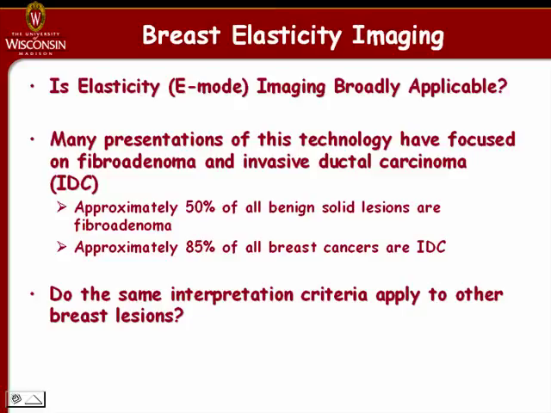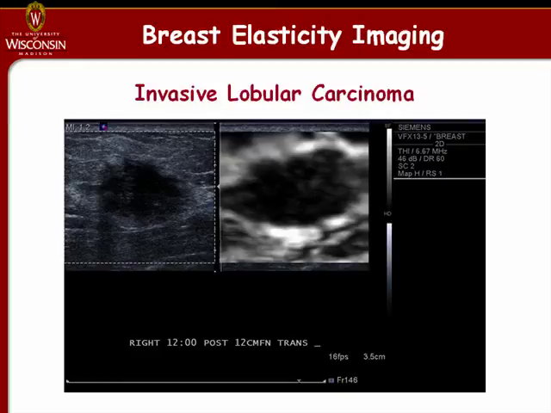But do these same interpretation criteria apply to other lesions? Well, here's an example of an invasive lobular carcinoma where those same criteria do apply. We see that the size of the lesion in the elasticity image is quite a bit larger than it is in B mode. And we also see that if we were to trace the boundary of that lesion in B mode and then project that tracing into strain, we'd see a very different boundary than we see in the strain image. So the shapes are not the same, the size is not the same, indicative of cancer, same criteria.